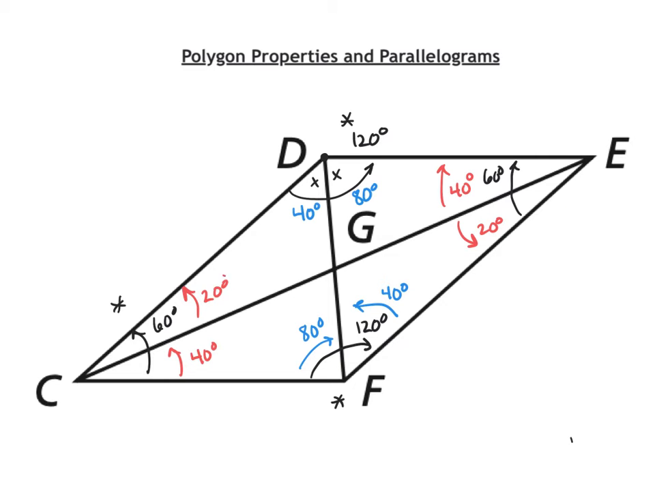CDG, I have 20, 40. I can subtract from 180. 20 and 40 make 60. That makes this one 120 degrees. And this is a vertical angle. It's 120 degrees. I know that these two are a linear pair. This would be 60 degrees. And this is a vertical angle. It's 60 degrees. Take a look at all the relationships. You're going to have to know them all for your homework.